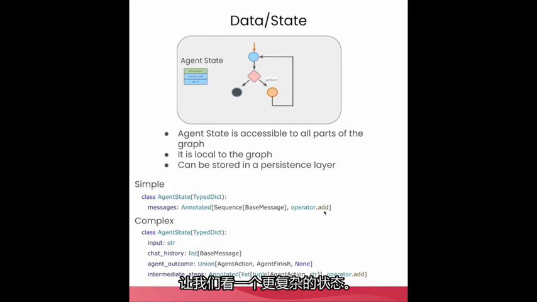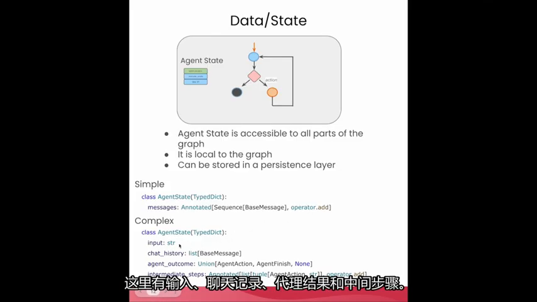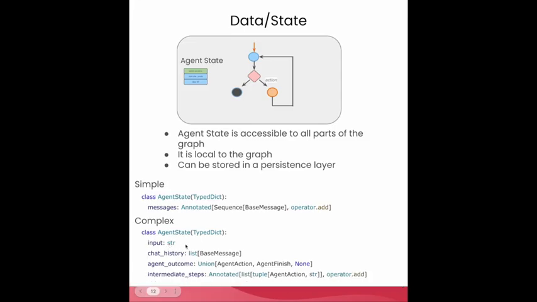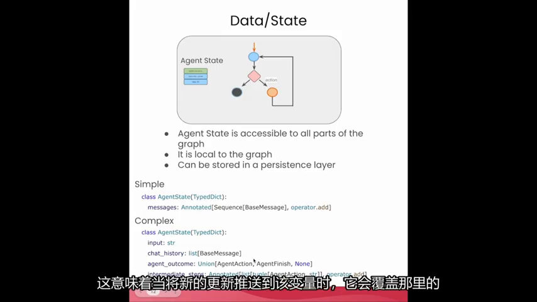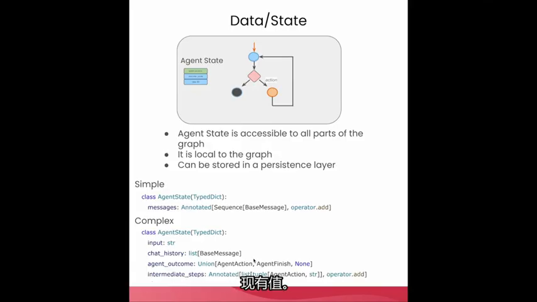Let's take a look at a more complex state. Here we have input, chat history, agent outcome, and intermediate steps. They all have their own different type. Three of them are not annotated in any way. This means that when a new update is pushed to that variable, it overrides the existing value there.